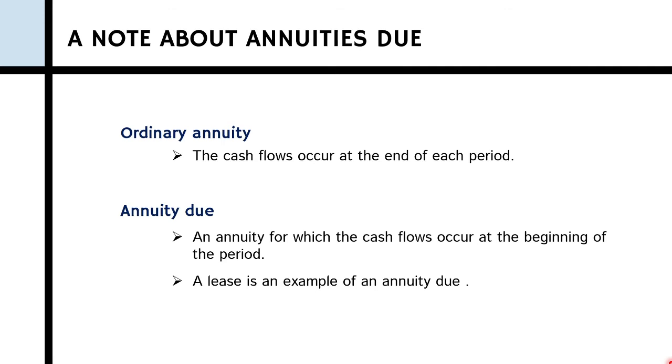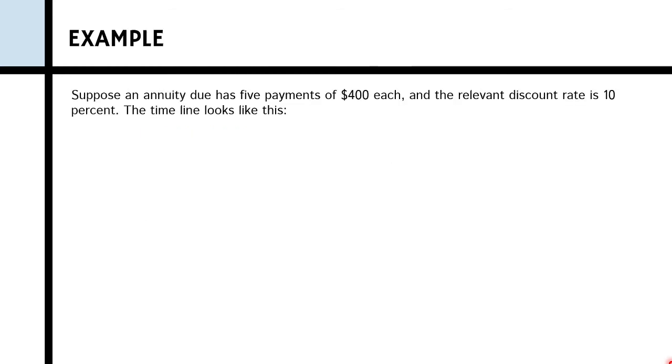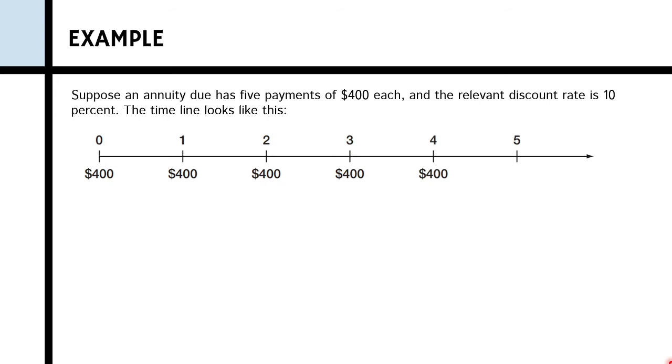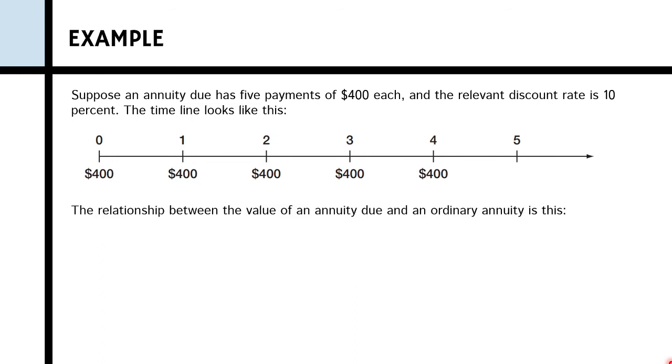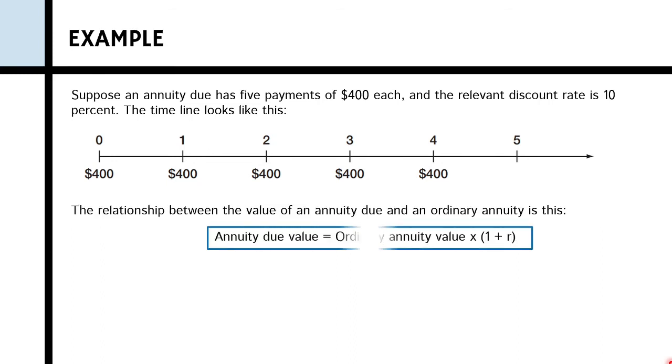So para makita nyo yung difference ng ordinary annuity at annuity due, let's have an example. Suppose an annuity due has 5 payments of $400 each, and the relevant discount rate is 10%. The timeline looks like this. As you can see, nag-start yung timeline sa 0, unlike sa ordinary annuity na nag-start at 1. The relationship between the value of an annuity due and an ordinary annuity is: annuity due value equals ordinary annuity value times the quantity of 1 plus R.